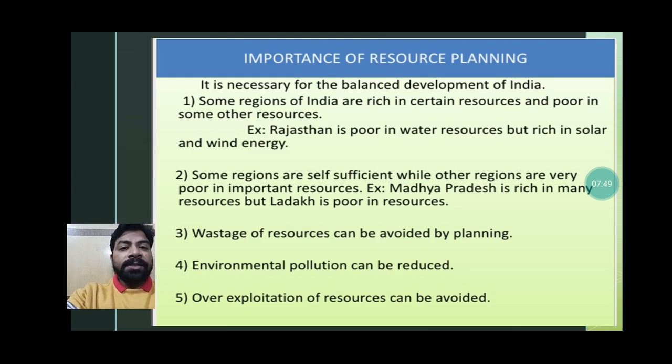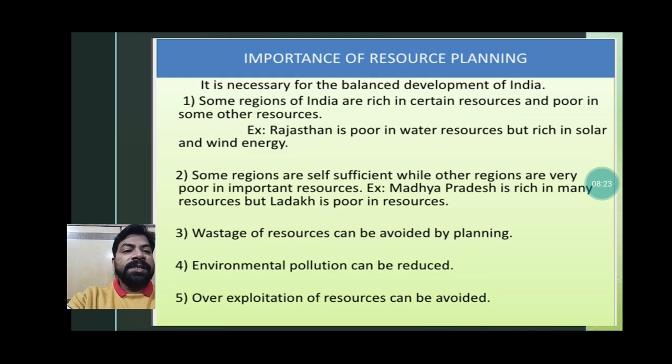So as we know that resources are not equally distributed, that's why people can face problems. In one area an abundance of one type of resource is present, while on the other hand it is lagging behind in another type of resource, which is very major for them. Some regions are self-sufficient while other regions are very poor in important resources. Example, Madhya Pradesh is rich in many resources but Ladakh is poor in resources.